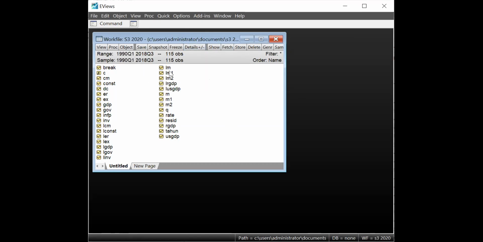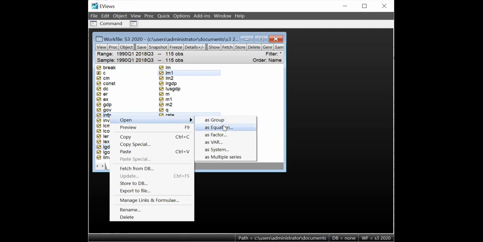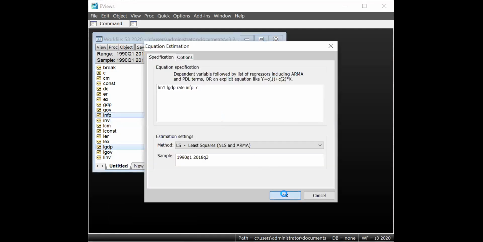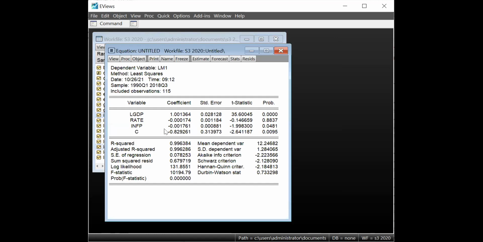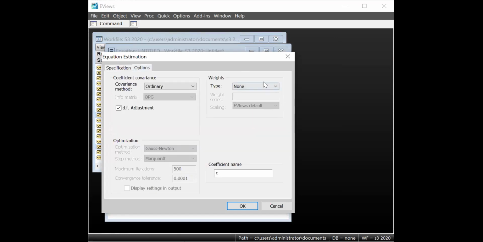Okay, now we estimate again. We estimate in terms of log, GDP, interest rate, and inflation rate, and we estimate in terms of OLS. Here is negative but not significant. Here negative significant is contrary to the theory.